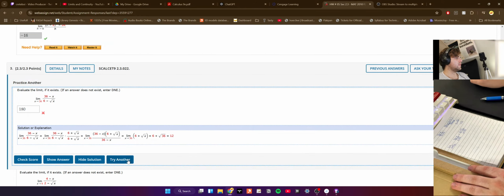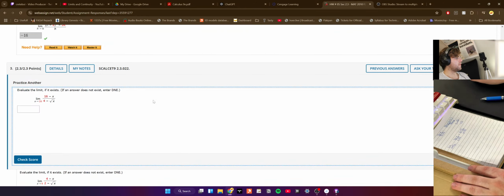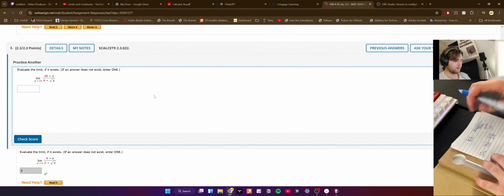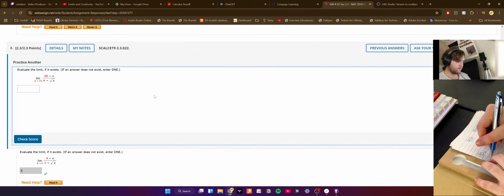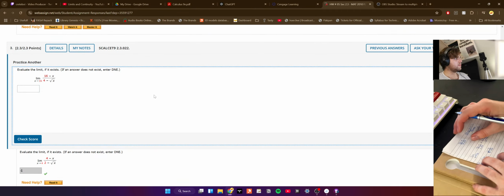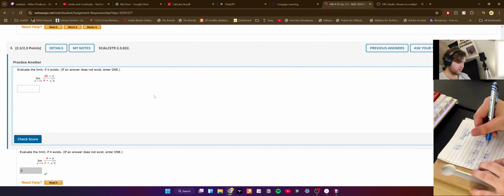Let's try another one. The limit as x approaches 16 of 16 minus x over 4 minus square root of x. Now we multiply everything by the positive of the bottom, 4 plus the square root of x.